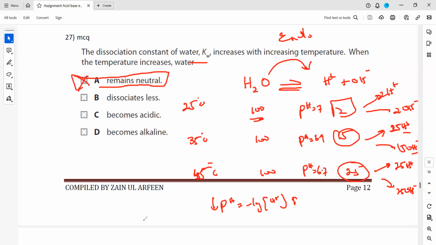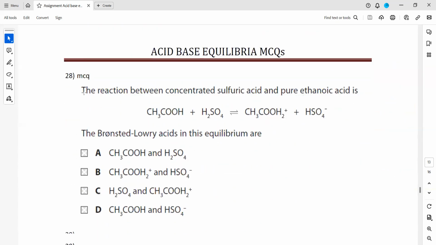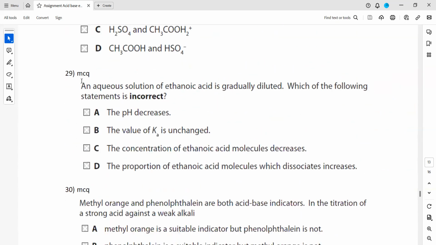Is it clear? Question 27. Next is question 33.